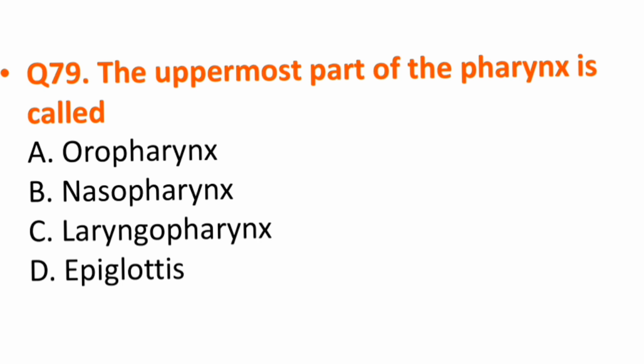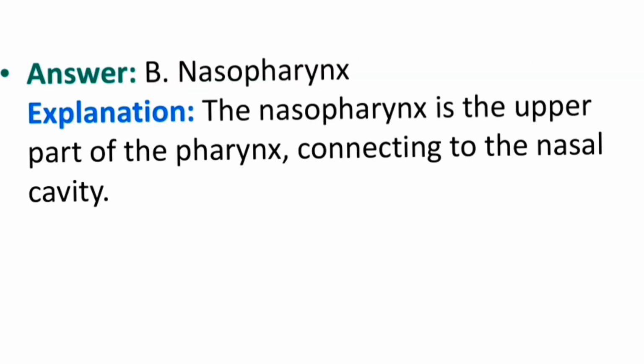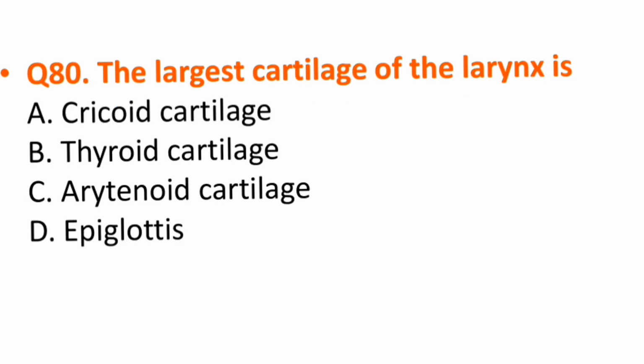The uppermost part of the pharynx is called option A, oropharynx, option B, nasopharynx, option C, laryngopharynx, option D, epiglottis. The correct answer is option B, nasopharynx. The nasopharynx is the upper part of the pharynx connecting to the nasal cavity.